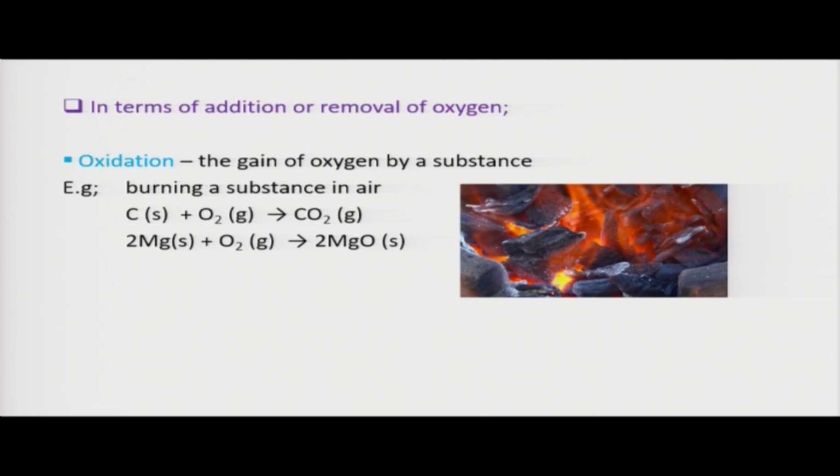There is a chemical reaction. Charcoal is carbon, burn it in oxygen to form carbon dioxide. So there is a chemical reaction. In that case, that is oxidation, because we are adding oxygen to carbon. And so we define oxidation in terms of oxygen as the gain of oxygen by a substance. This is a day-to-day life activity, cooking of food using charcoal stove. So charcoal has been burnt in oxygen to form carbon dioxide.